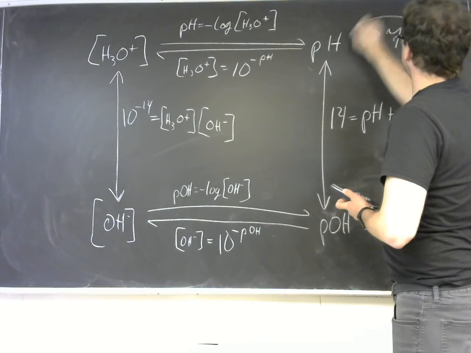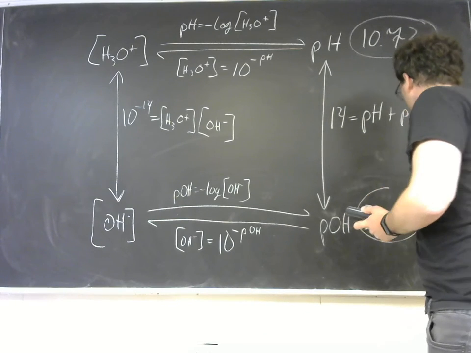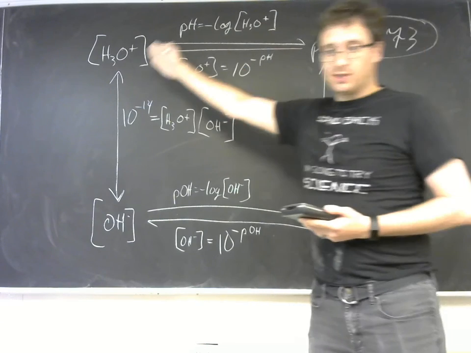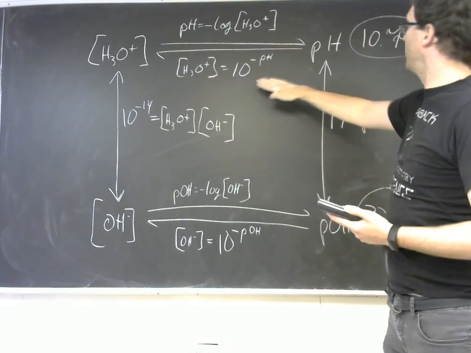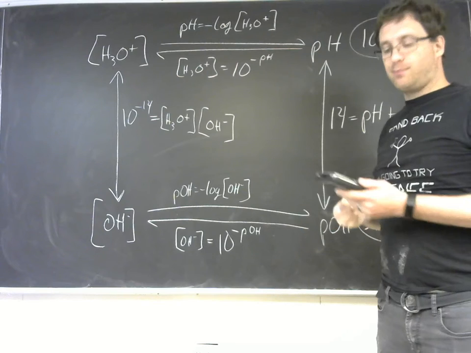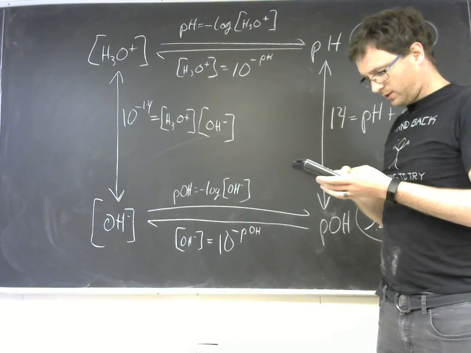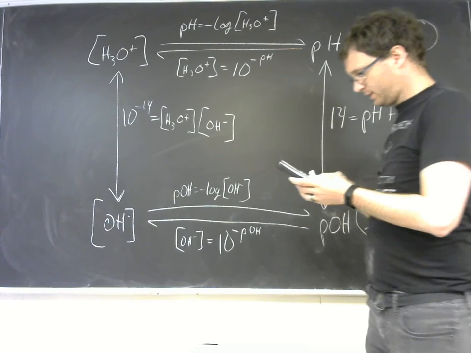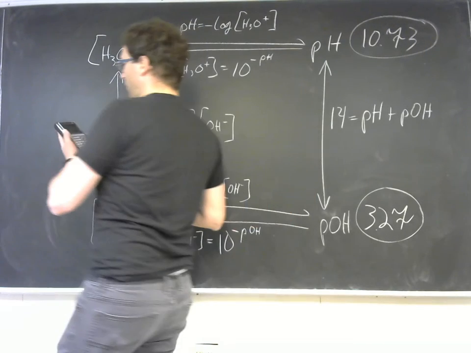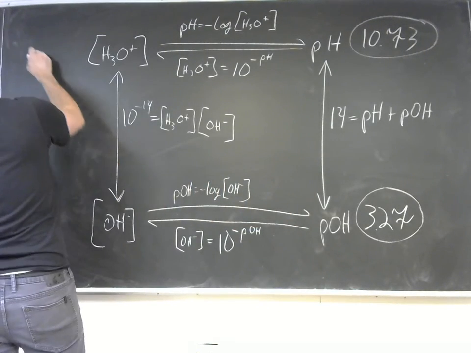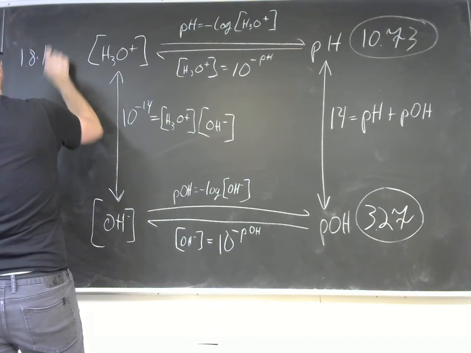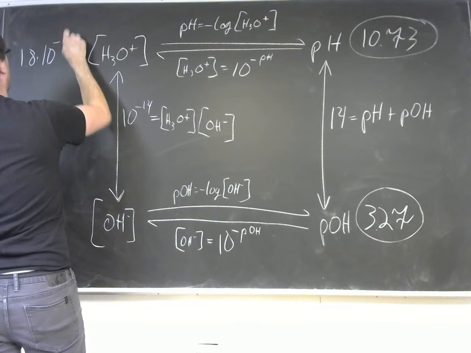And I'll circle these so they stand out a little bit. Okay, and if I want to find the H3O plus concentration, then I'll take 10 raised to the negative 10.73. So that's 10 raised to the negative 10.73. And my H3O plus concentration is 1.8 times 10 to the negative 11th molar.